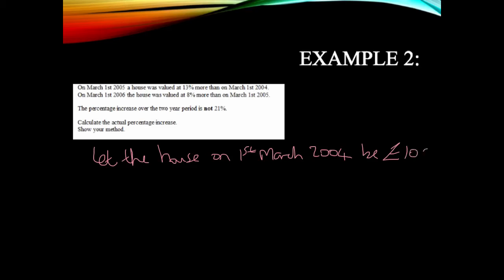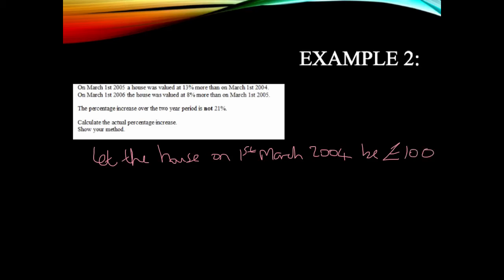And we'll show you how you would go about this here. Now, it doesn't actually matter what kind of values you use for your house. Percentage just means per 100. So why don't we start off and just say let the house at the beginning, so that's on the 1st of March 2004, be, and let's make it easy for ourselves, let's make it £100.